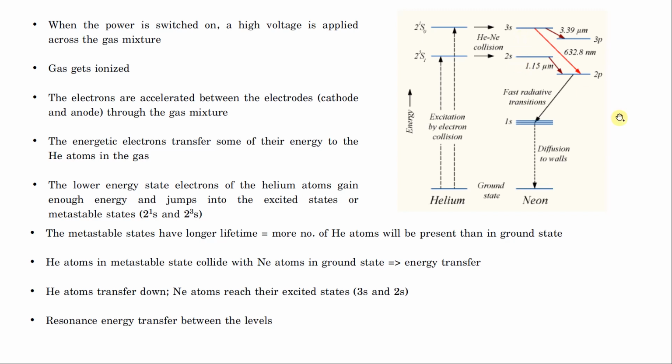Now, this kind of energy transfer between the helium atoms and the neon atoms is a resonance energy transfer. The next step is we have the neon atoms at the excited states. What they will do is they undergo transition to the metastable states 3p and 2p.